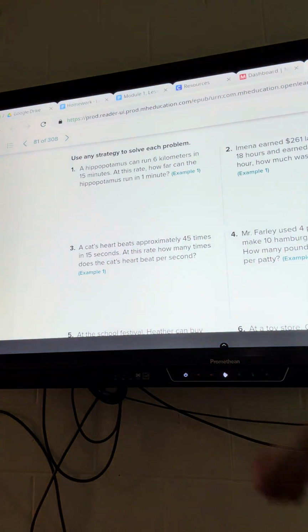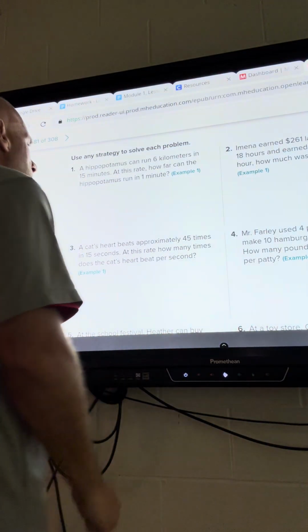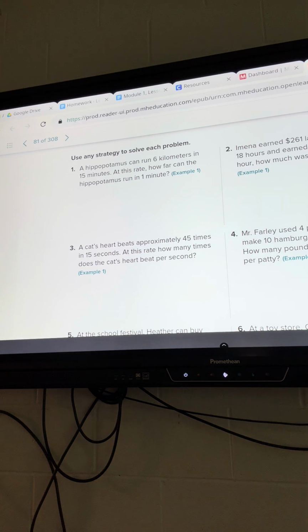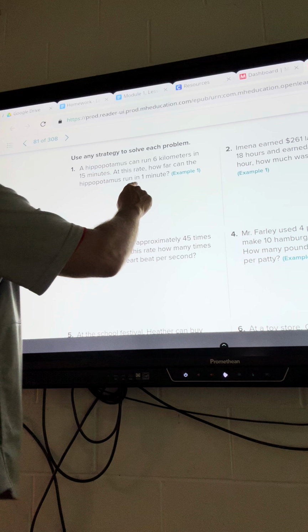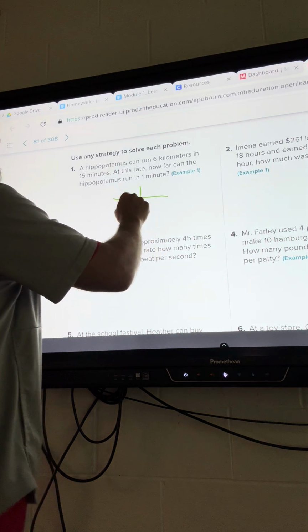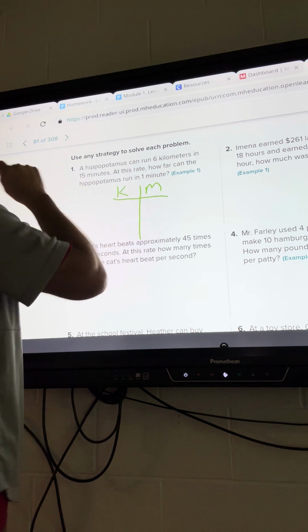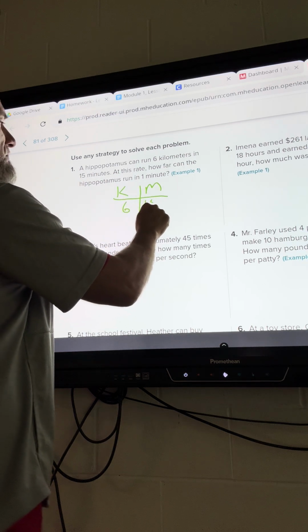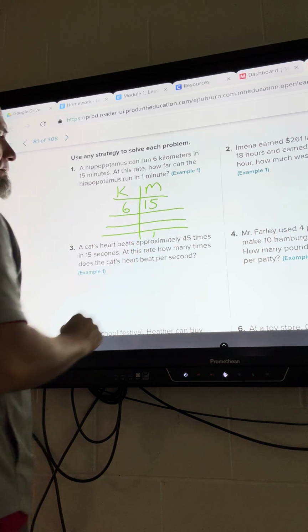Starting with number 1, we're finding unit rates here, just like we did in class today. It says a hippopotamus can run 6 kilometers in 15 minutes. At this rate, how far can the hippopotamus run in 1 minute? So we should have a table, and we are doing kilometers per minute. We know that 6 kilometers were done in 15 minutes. We want to find the number of kilometers done in 1 minute.